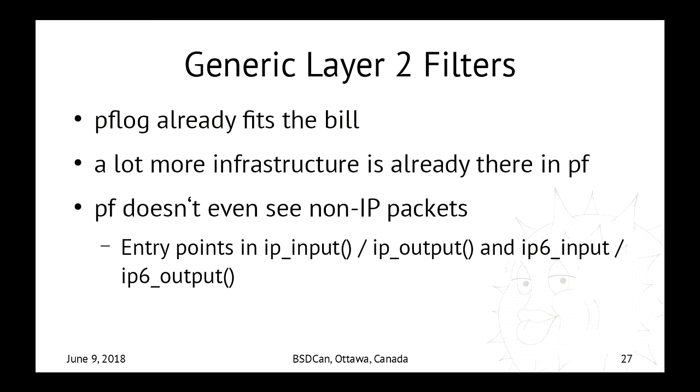As of today, pf does not even see layer 2 packets. It doesn't even see anything that is not IP, because the entry points are in IP input and IP output and the IPv6 counterparts. And of course, a special case in the bridge, but please let us ignore that.